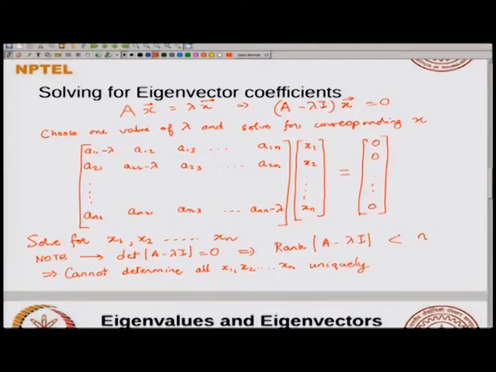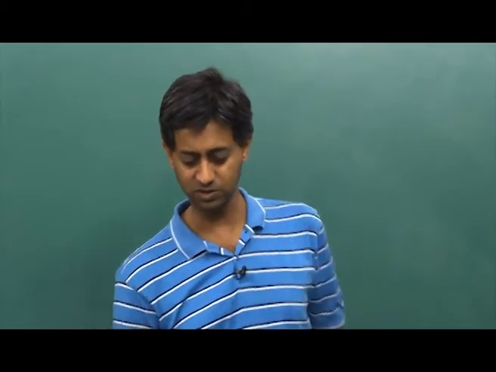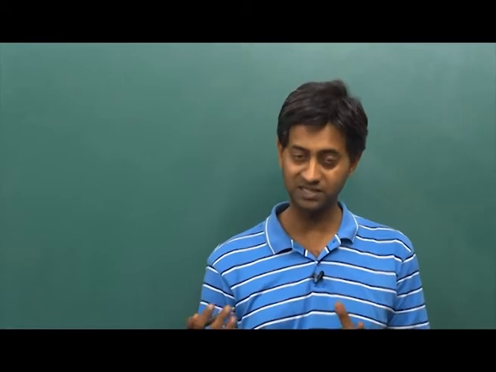So, there is no unique choice of these x1, x2 up to xn. In fact, typically what we do is we take one of them to be some number and express all of them in terms of that single coefficient. We will see an example of how to do this, but the point is you should keep in mind that whenever you have eigenvalues and eigenvectors, you cannot determine the eigenvector uniquely.